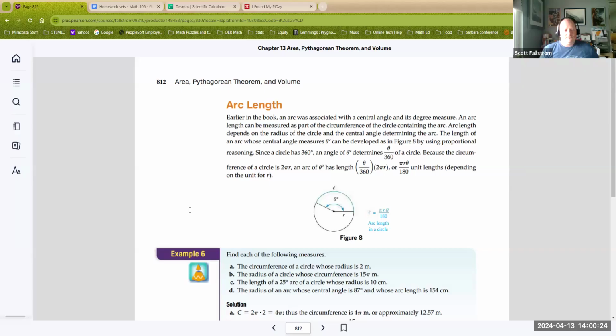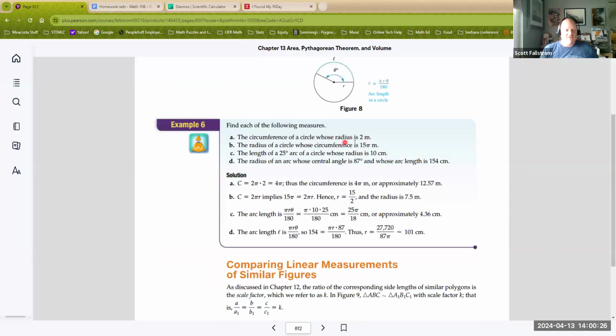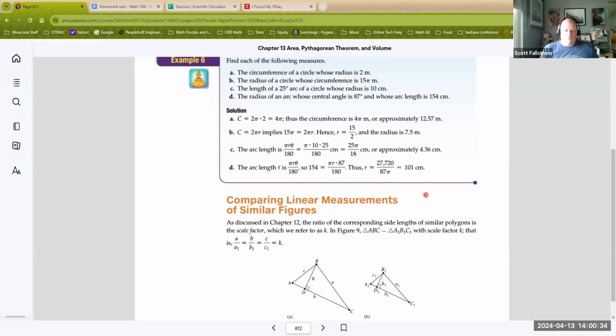Okay. So they do have a few problems here. Circumference of a circle, and the radius of a circle whose circumference is given. So you should be able to solve these forward and backwards. That's why we did chapter 8. We're bringing back a little bit of algebra.